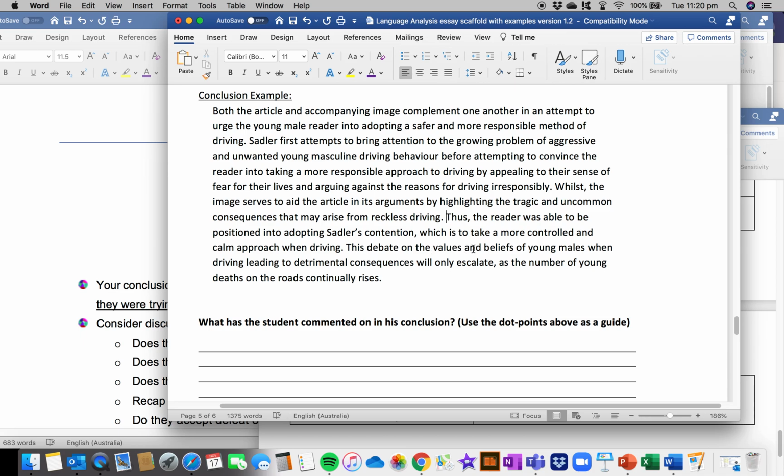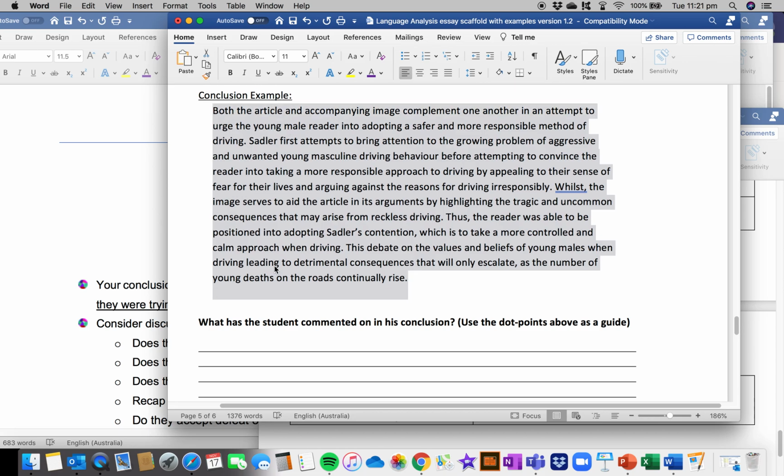This debate on the values and beliefs of young males when driving leads to detrimental consequences that will only escalate as the number of young deaths on the roads continually rises. Okay, and that should be rise. Sorry, I can't help but edit the students' work. So again, good example of a conclusion despite some grammatical errors.